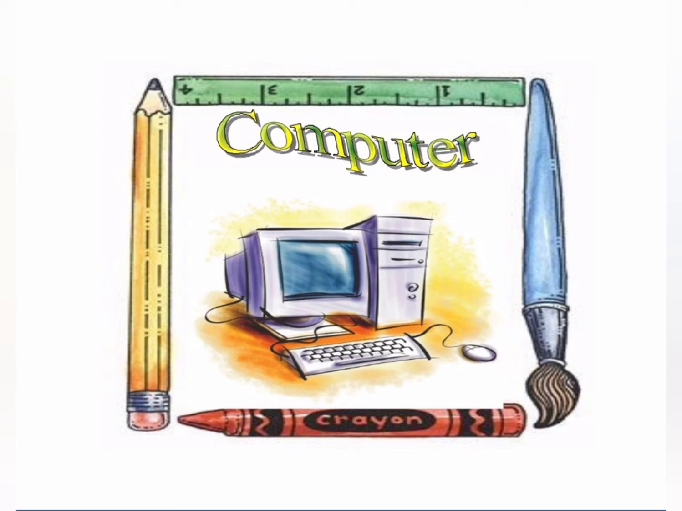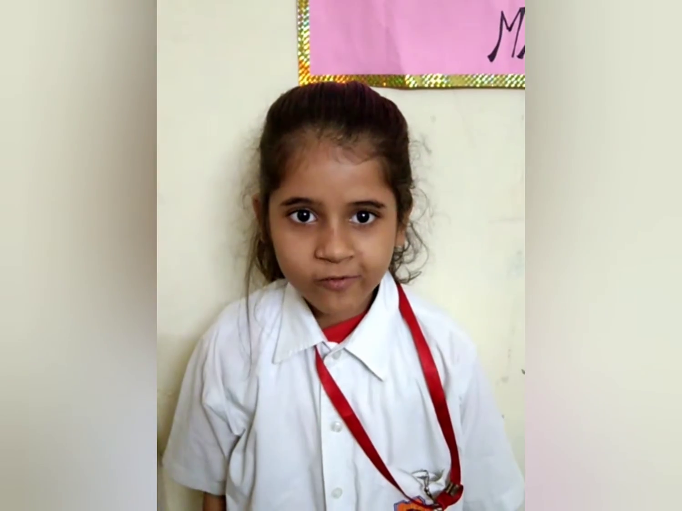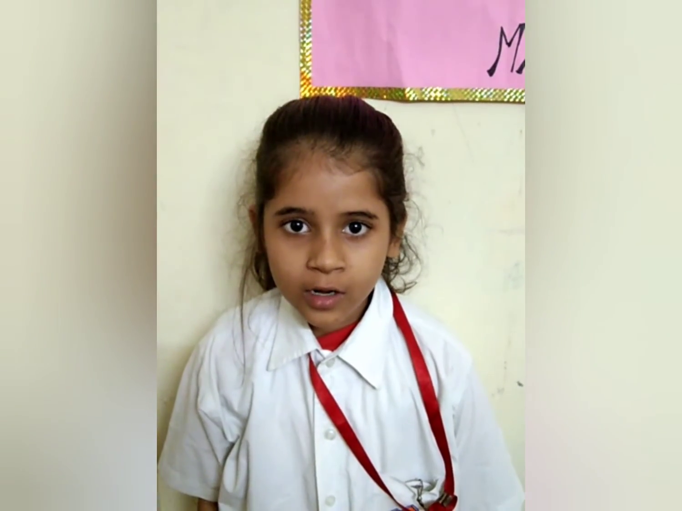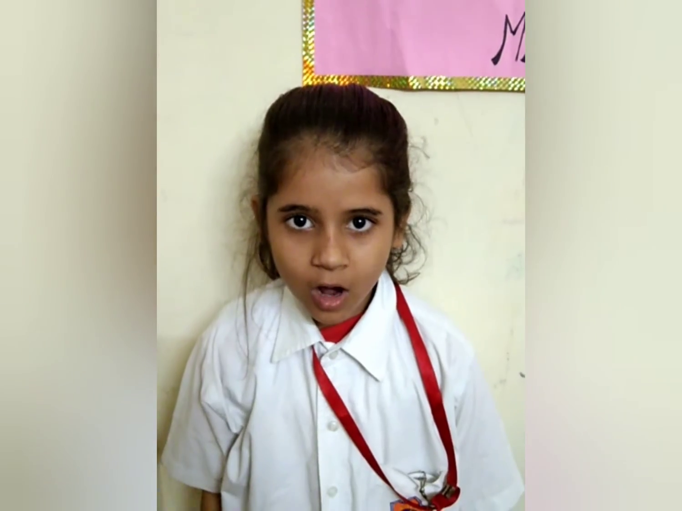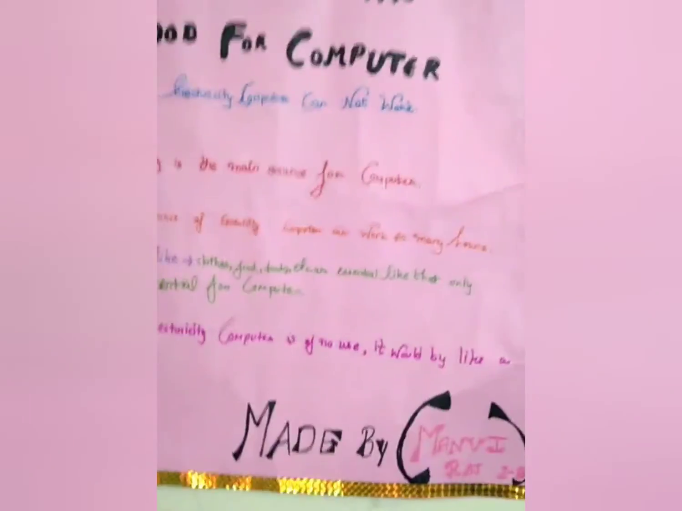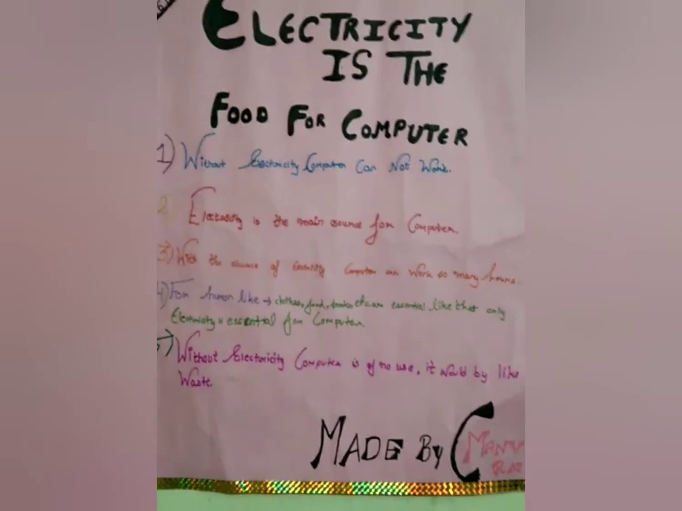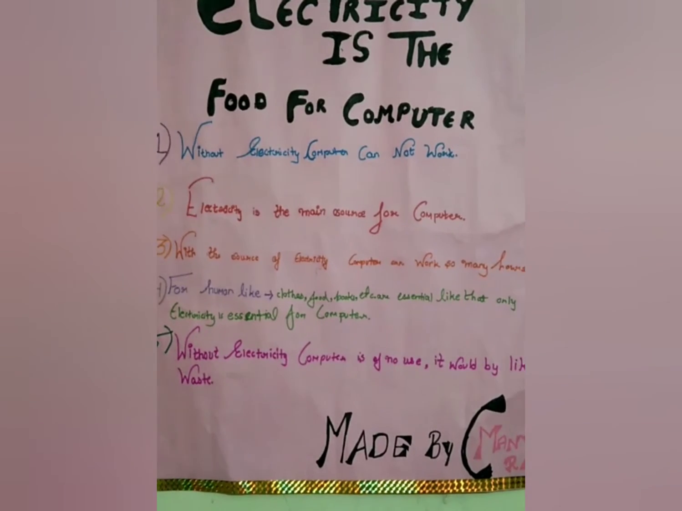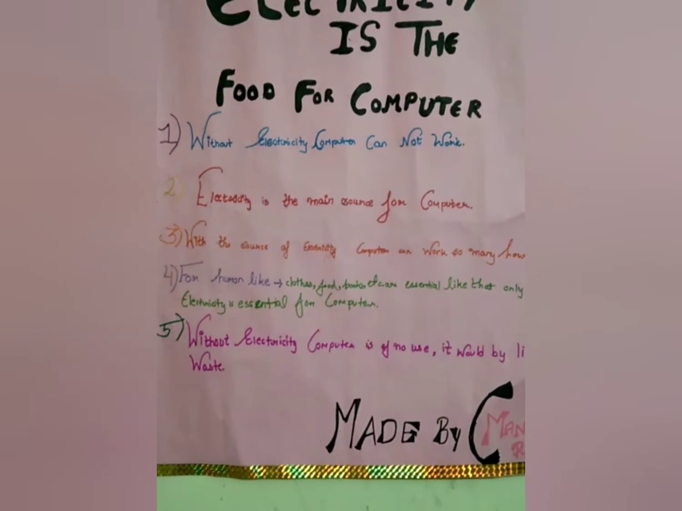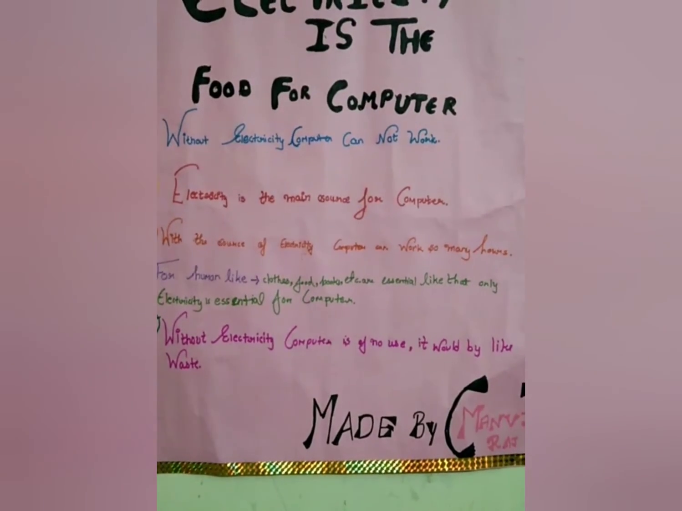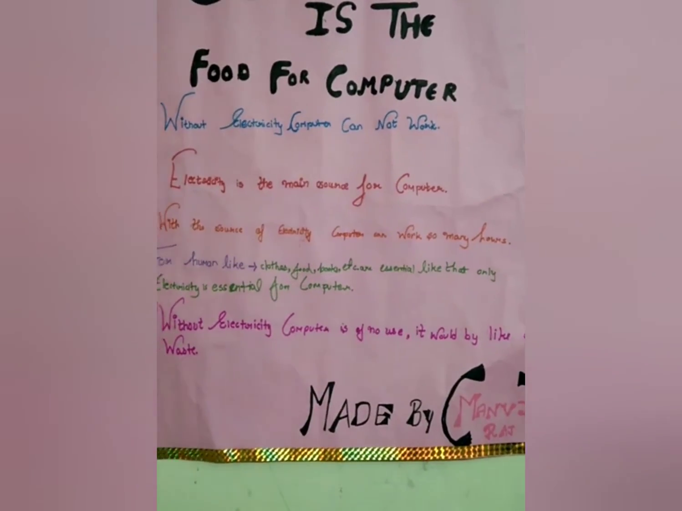Good evening, ma'am. My name is Manuela. Class 2, roll number 24. I'm going to recite 5 lines on electricity is the food for computer. Without electricity, computer cannot work. Electricity is the main source for computer. With the source of electricity, computer can work for so many hours.